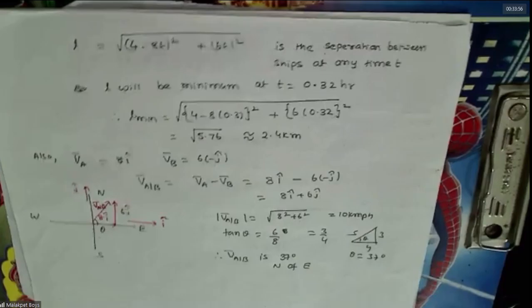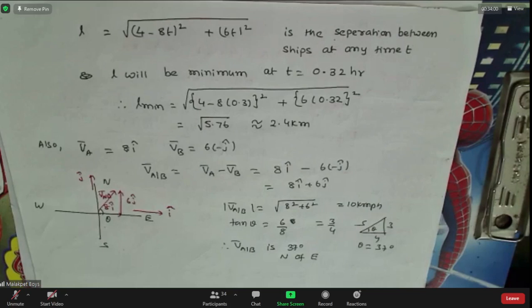So suppose this is theta. Now we can draw one triangle and ascertain the angle. That means theta is how much? 37 degrees. Okay. So therefore VAB, which direction? North of east. Understood this? Is it clear? Yes, sir.